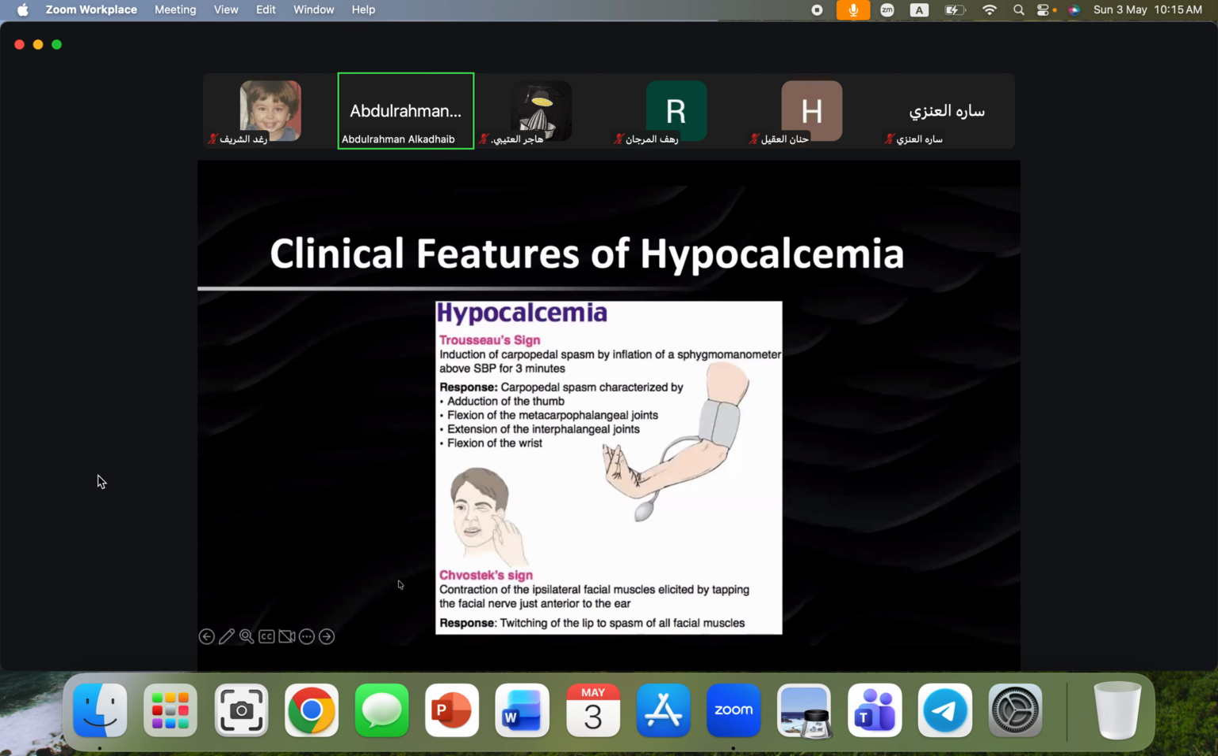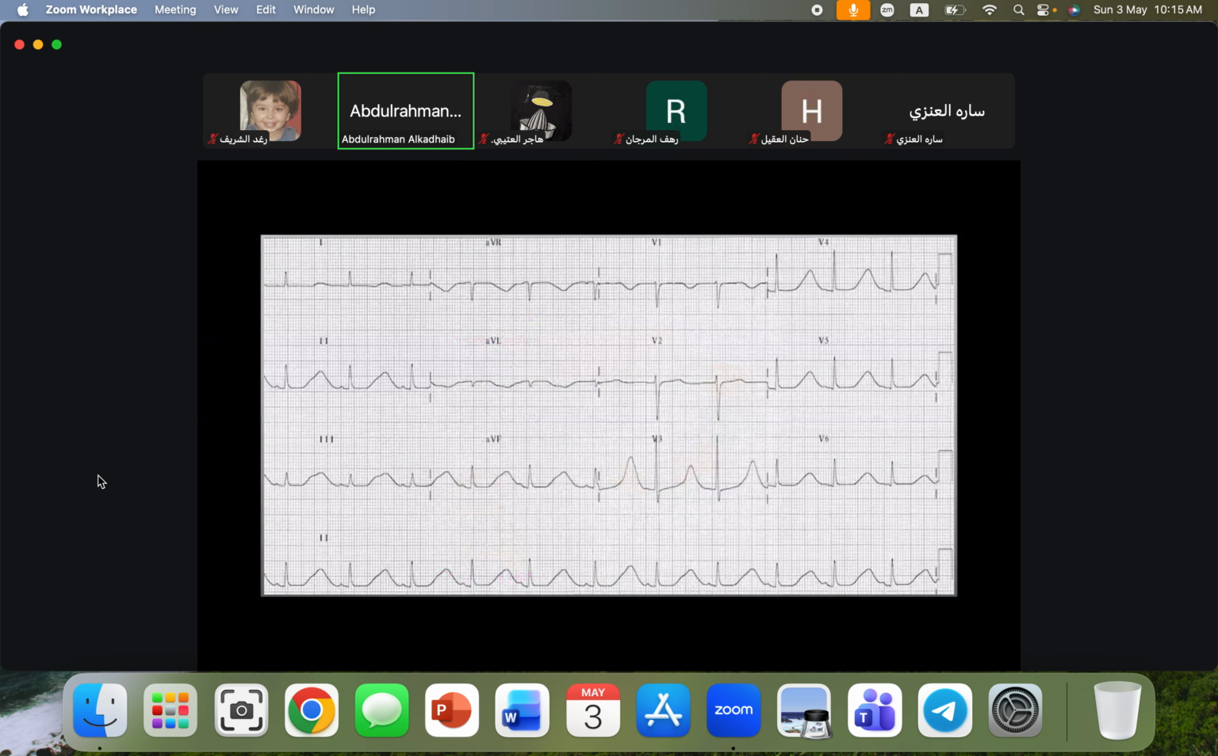And similar to the Trousseau sign, in the face, when we tap one side of the face, this will cause contraction again because the muscles are easily stimulated in patients with hypocalcemia, because the calcium level helps with regulating the contraction of those muscles. So low levels will cause easy stimulation of those muscle contractions. And as we said, tapping in one side will cause contraction in the same side of the face in cases of hypocalcemia.